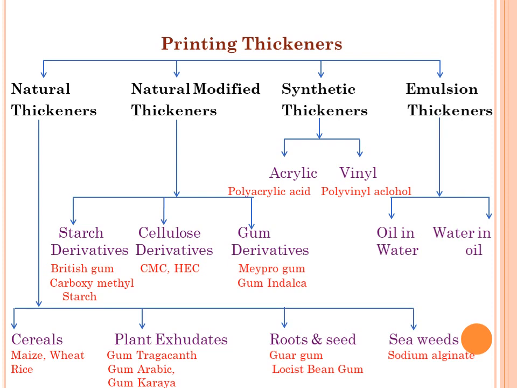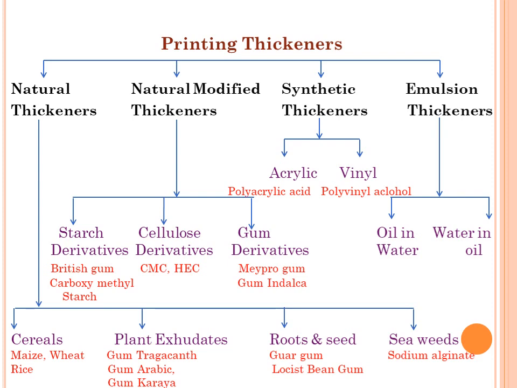So this is how we can get the derivatives of the original parent form. Gum derivatives are also there, like Meypro gum and Indalca gum. Indalca gum we can consider as a modified form of guar gum or locust bean gum. To improve either the capping properties or the viscosity properties, we can modify it to some extent. We can incorporate some group into the original parent starch or natural thickener to get the natural modified thickeners.